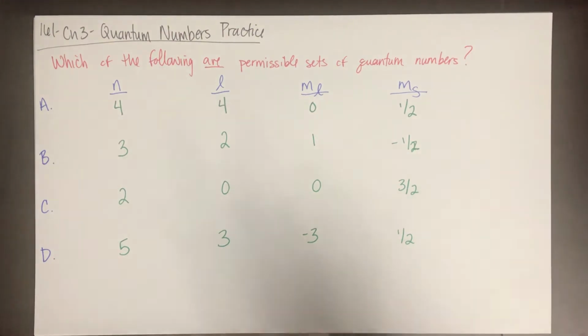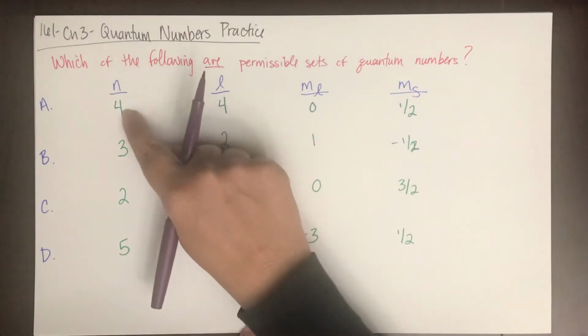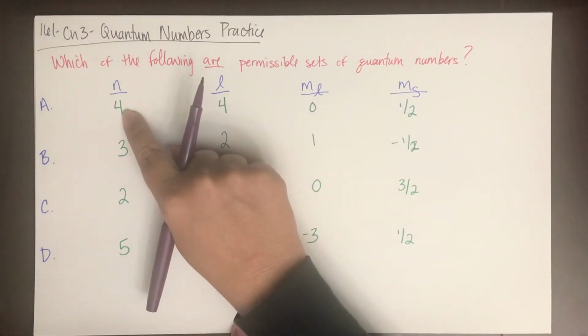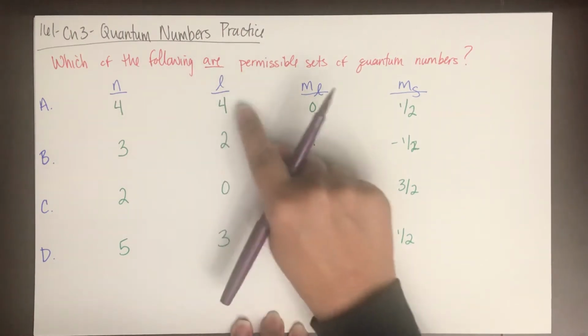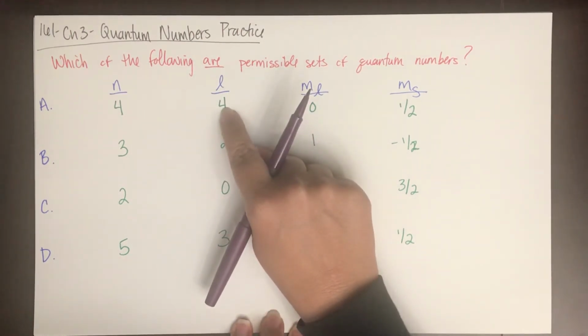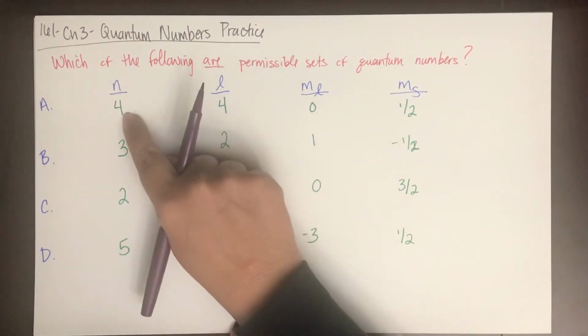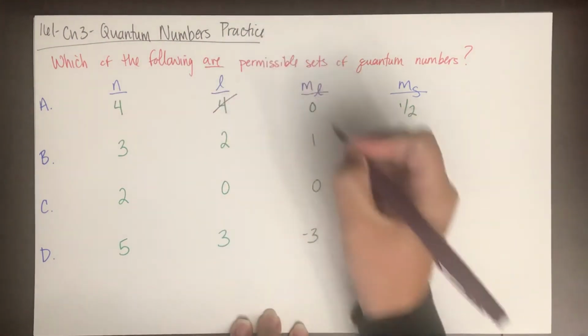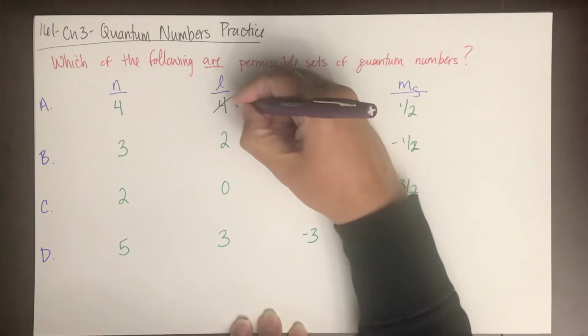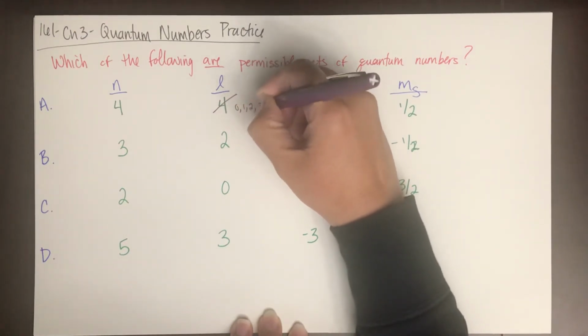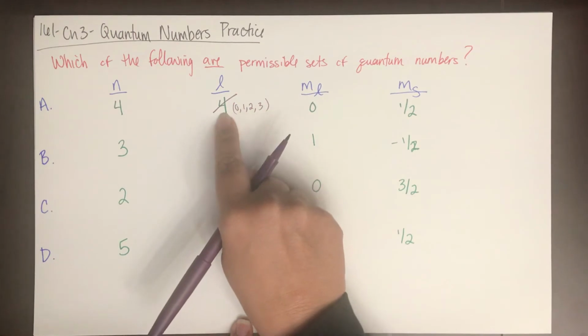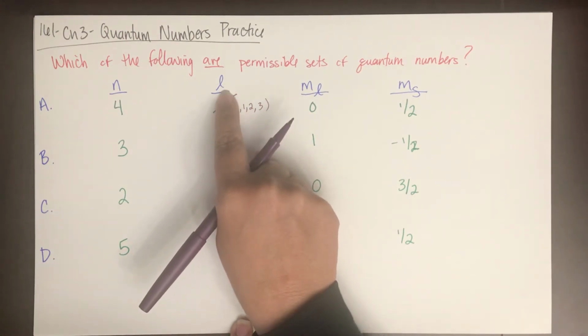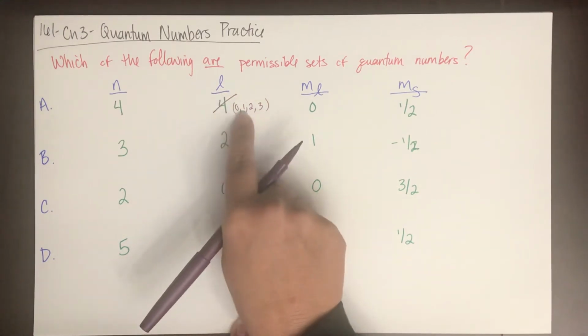Are these four quantum numbers permissible for the rules of assigning quantum numbers for electrons? Remember, N can be any whole number integer, so that works. The rule for L is that it can be any integer from 0 to n minus 1. So this cannot work, because L could be 0, 1, 2, or 3, but it cannot be 4, because L can be any integer 0 to n minus 1.